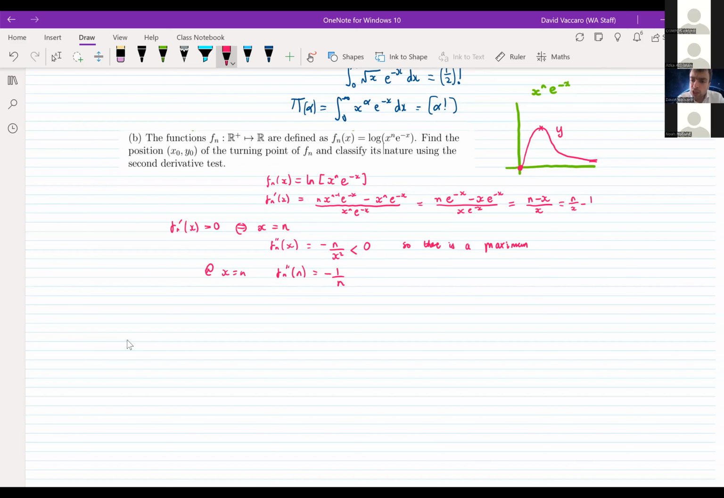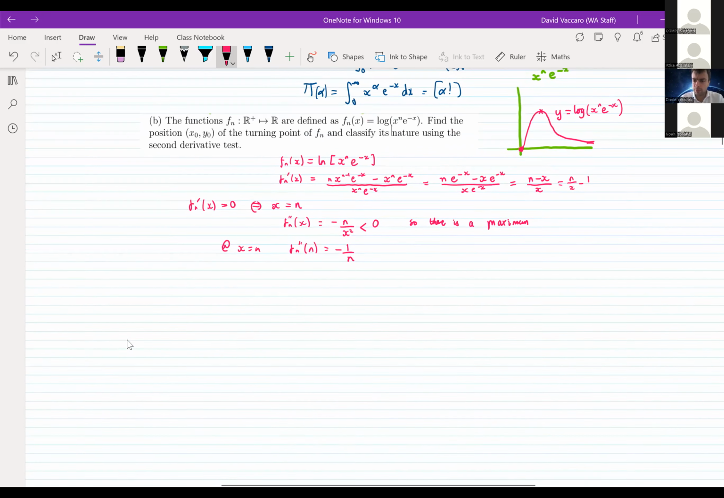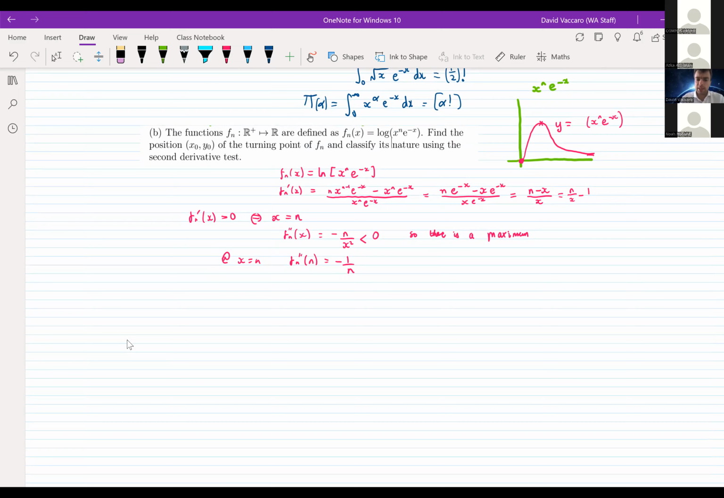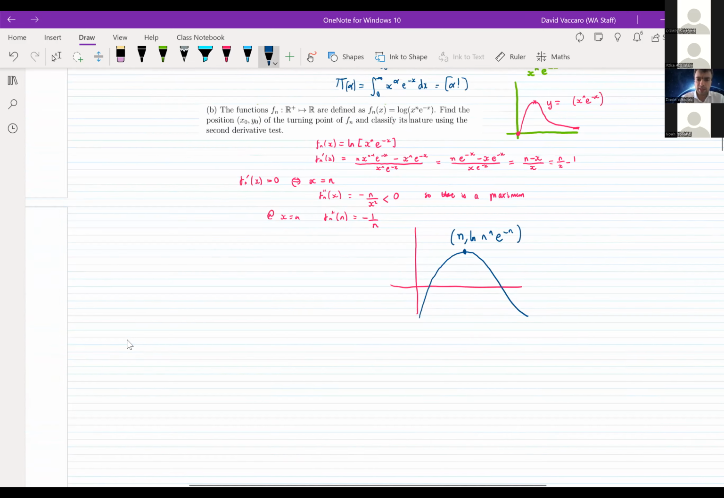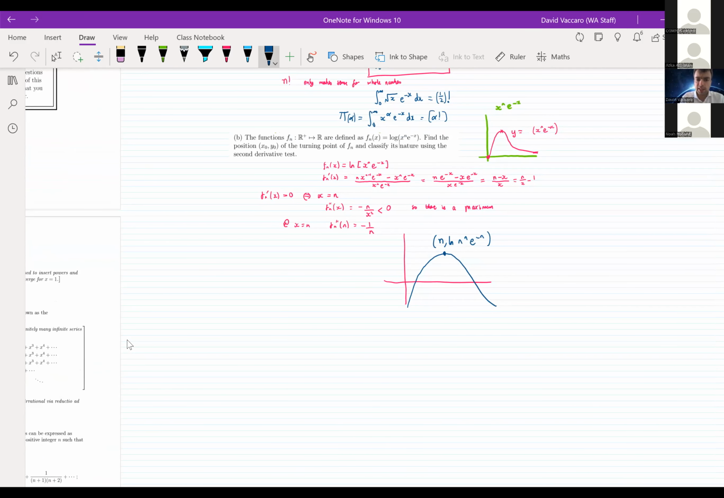Okay, so this is the function y equals log x to the n e to the minus x. Sorry, the sketch there was just x to the n e to the minus x. The logarithm of that, I don't know too much about it, but it's got a maximum at ln of n to the n e to the minus n. Okay, so the answer to part B is that it's got a maximum at x equals n.